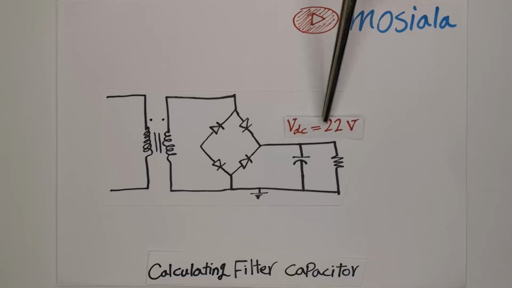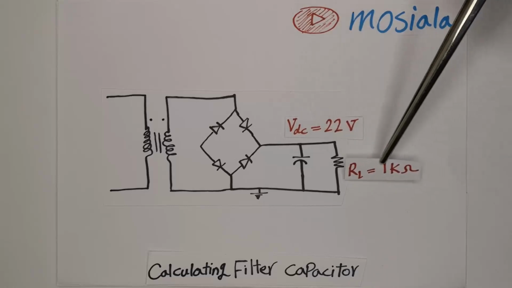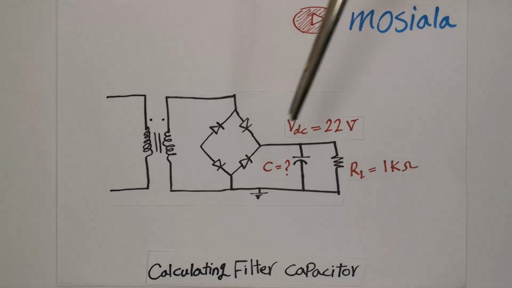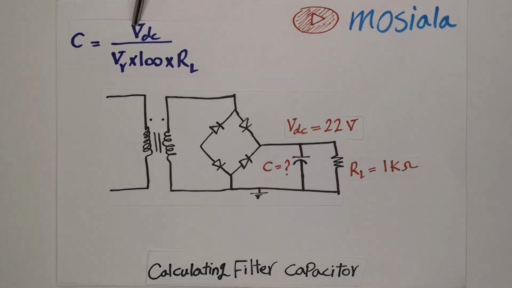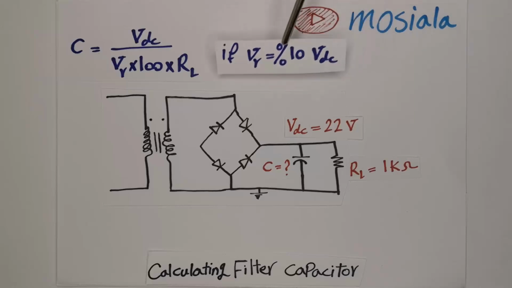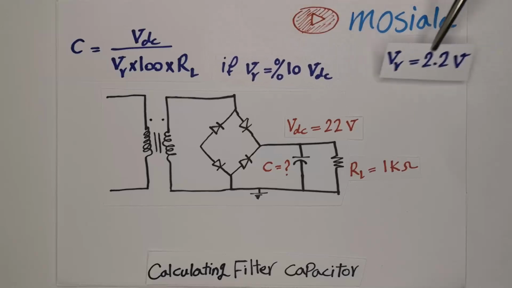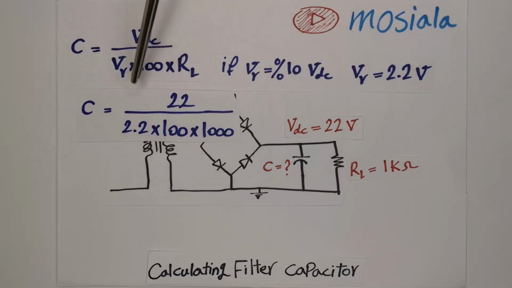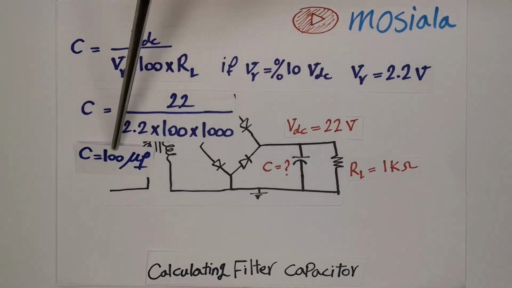We need 22-volt DC output and a 1K ohm load resistor. Assuming ripple voltage is 10% of VDC, VR equals 2.2 volts. Using the formula, C approximately 100 microfarads.